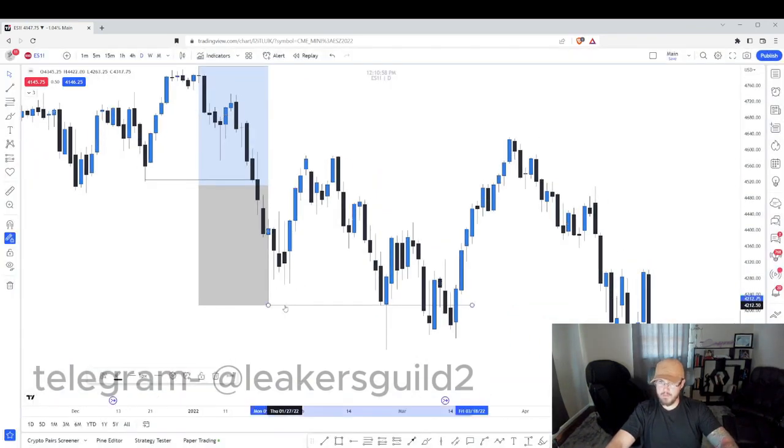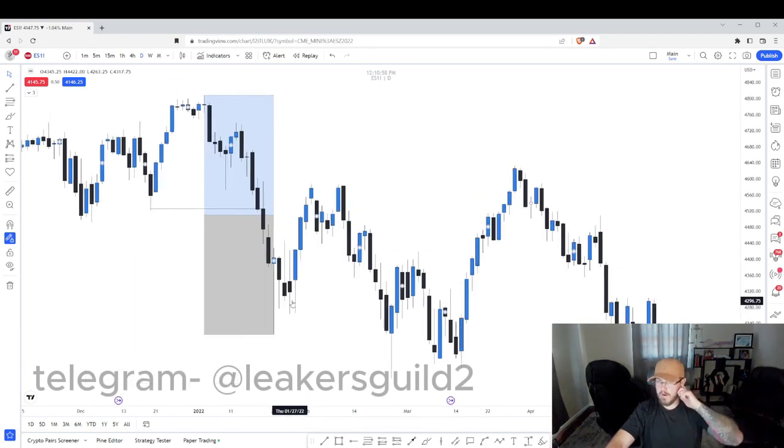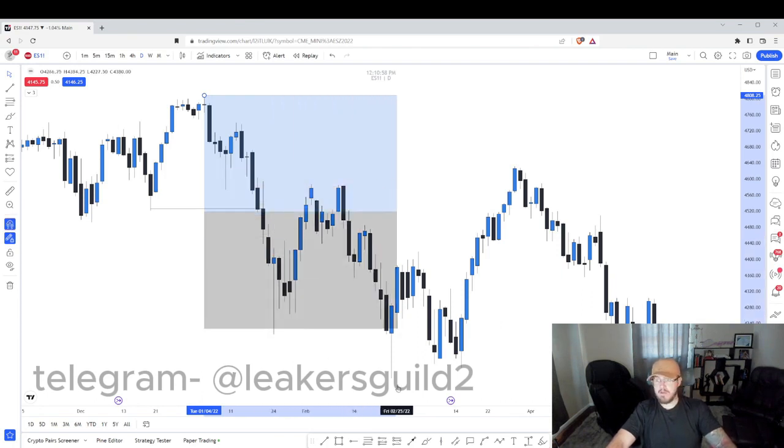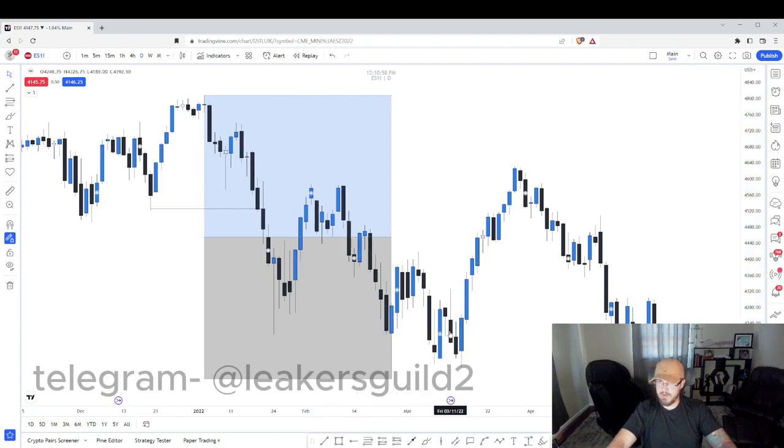So again, when we want to map external structure or any structure, we want to require displacement. So not only candle closes, and this is where it gets discretionary. This is just how I do it. But that, to me, is not displacement. This isn't displacement. This is just consolidation. So then I'm going to add all of this as one level, and now look what happens.